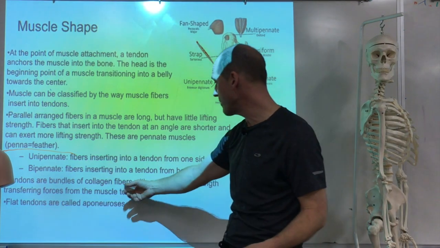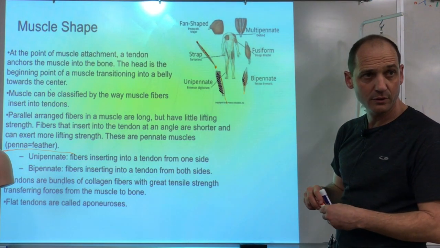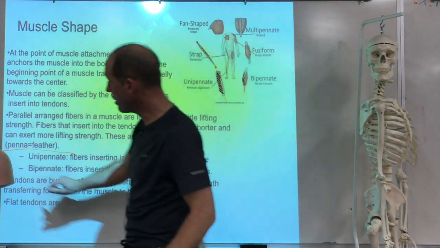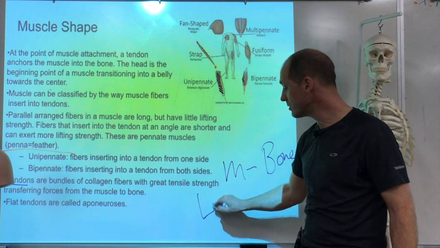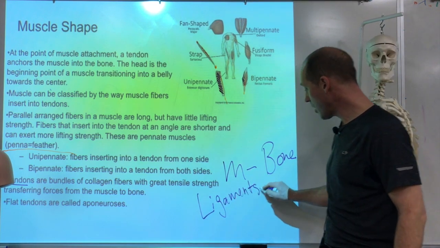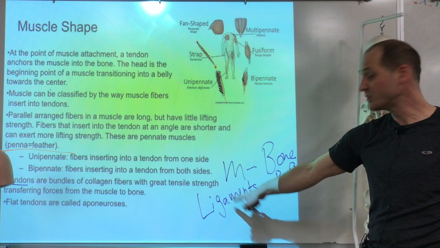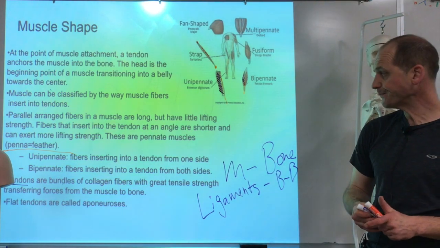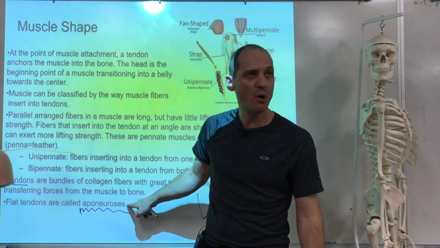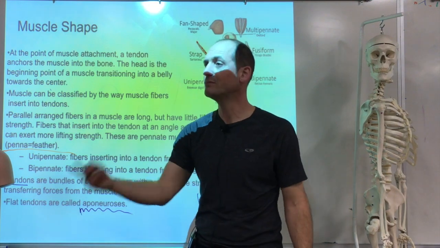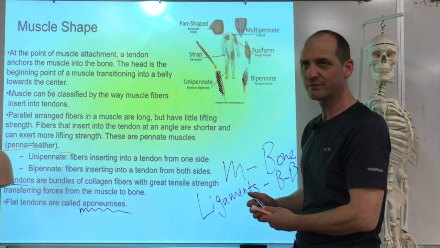Tendons are bundles of collagen fibers with a great tensile strength that transfer a force from a muscle to the bone. So tendons are muscle to bone. Ligaments are bone to bone connections. Ligaments are around joints. Tendons are the muscles. A flat tendon, just as a term, is called an aponeurosis. Just look up stuff. That way you have all this data at some point you might need in the one little thing, and you can all look it up.